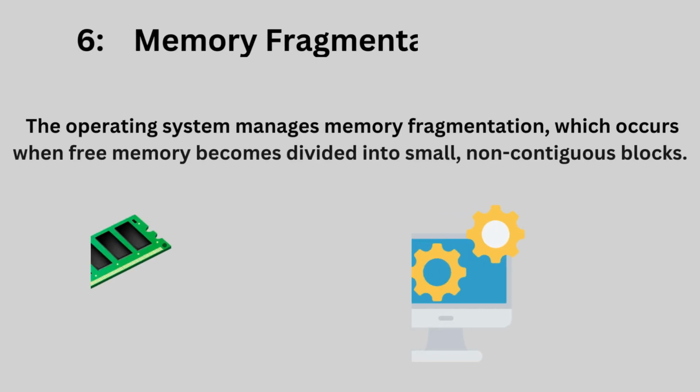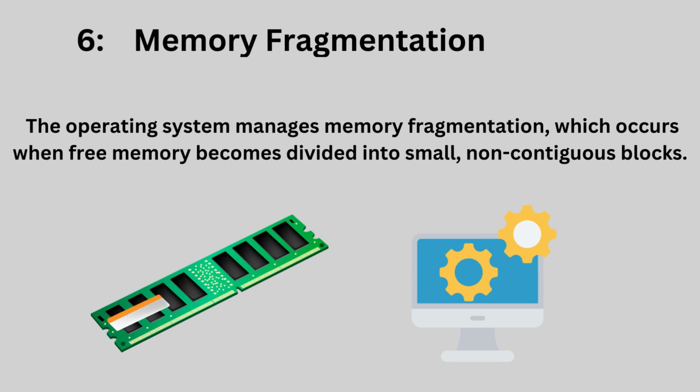7. Memory fragmentation. The operating system manages memory fragmentation, which occurs when free memory becomes divided into small, non-contiguous blocks. It employs techniques such as compaction and memory allocation algorithms to reduce fragmentation and optimize memory usage.